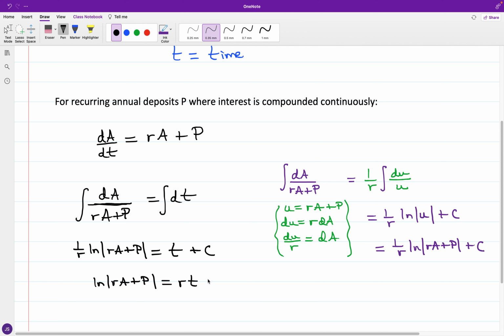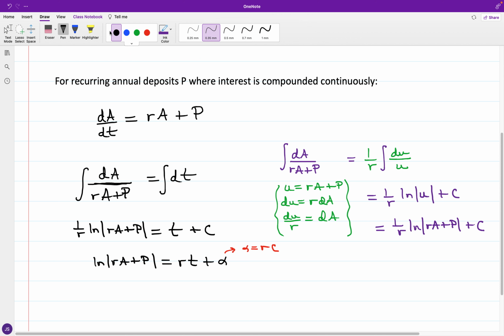And you have r times c, but I'm just going to put this in terms of a different variable. So we have alpha. Just referencing, alpha is equal to rC. And this is just in case some of you are wondering where this alpha came from. All right, so following through.